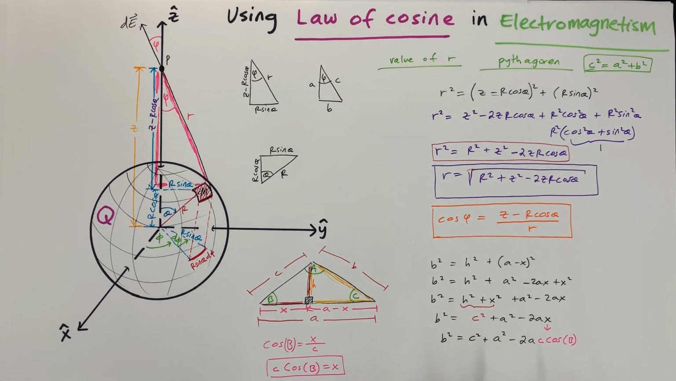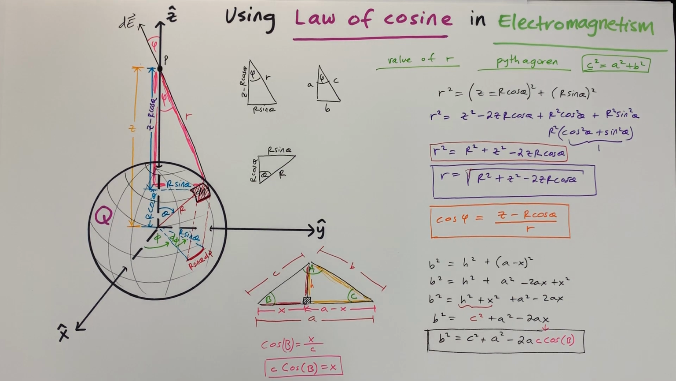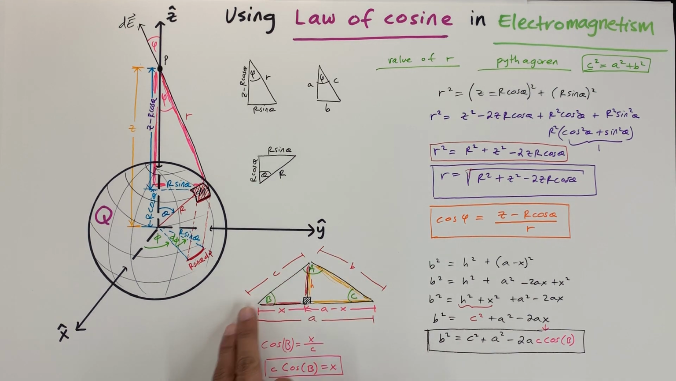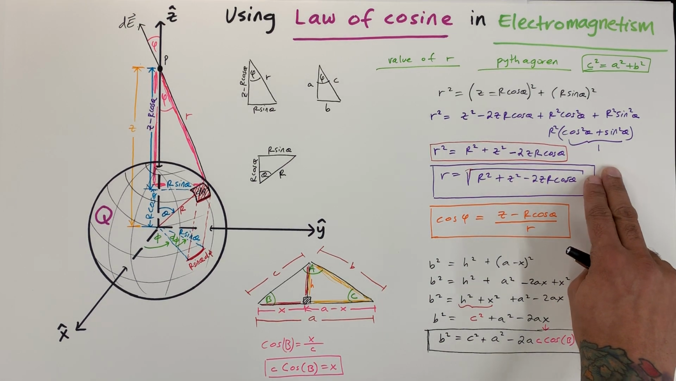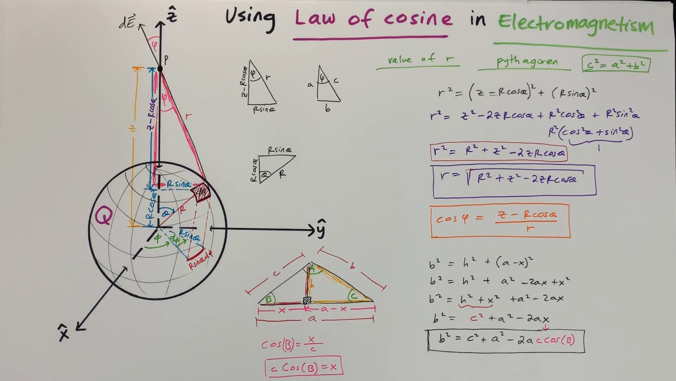If you notice, this is the law of cosine. You can write a squared, and then you'd have to rearrange these. You could write c squared, you'd have to do the same, and b squared. So all three of them, depending on what angle or what side you're trying to find. In this particular case, we found b squared. And so this is the law of cosine formula, and this is how we derived it for our electromagnetism problem. So you can see the similarities.